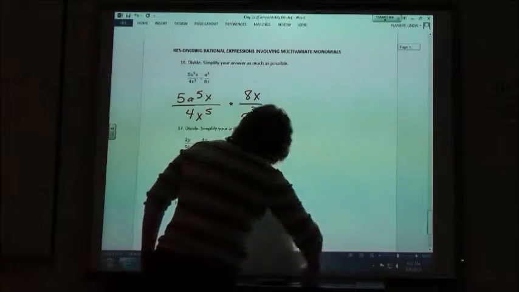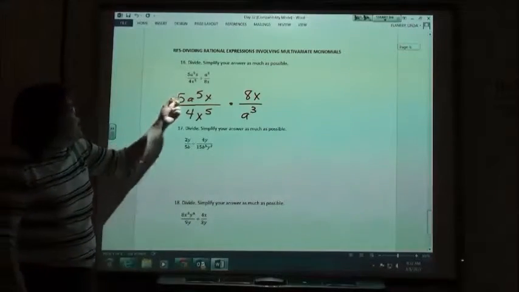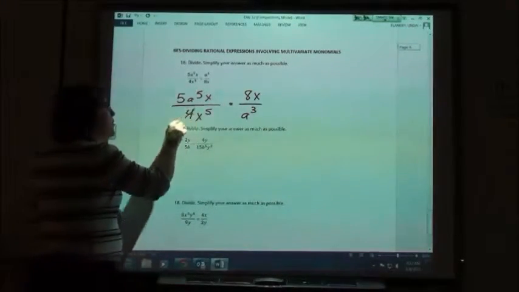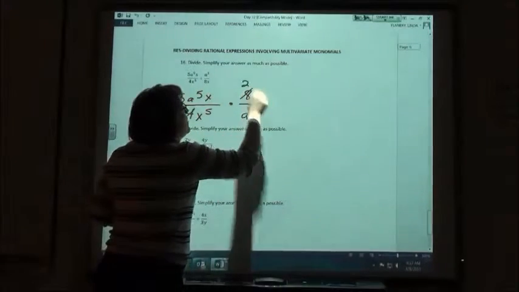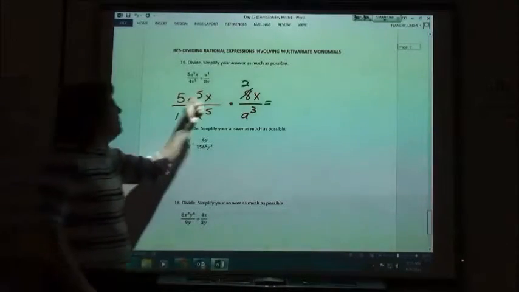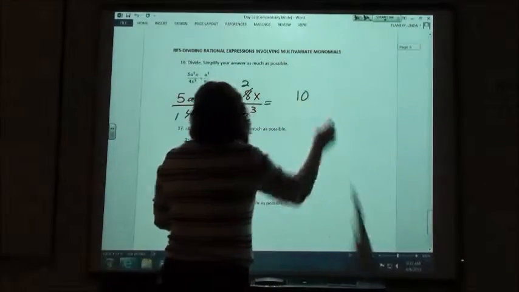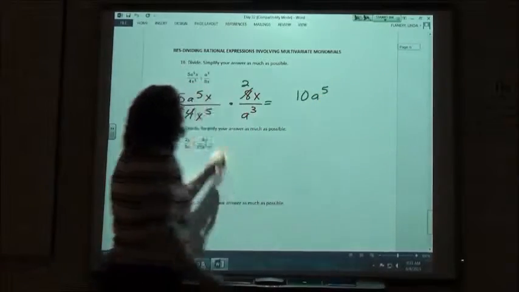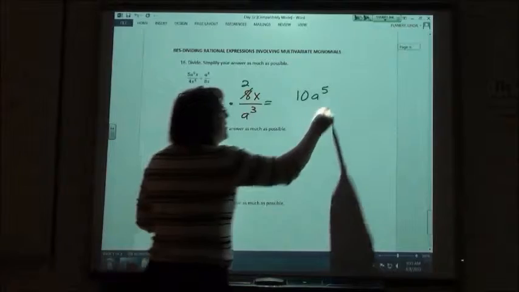I usually like to work with my numbers first. I can't cancel the 5 with anything, but I can reduce the 4 and the 8. 4 goes into there once and into there twice. Then I like to multiply across the top. 5 times 2 is 10. I have an a to the 5th. And then I have an x and another x, so x squared.